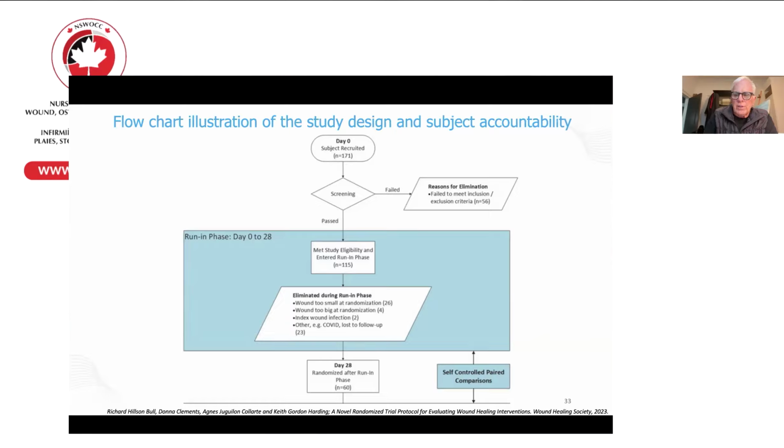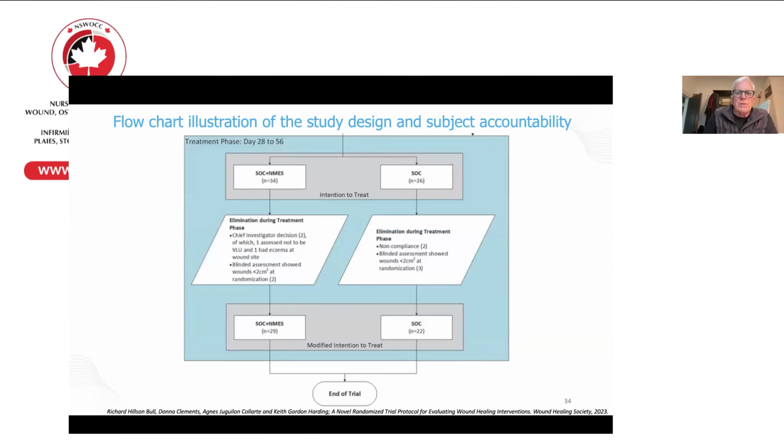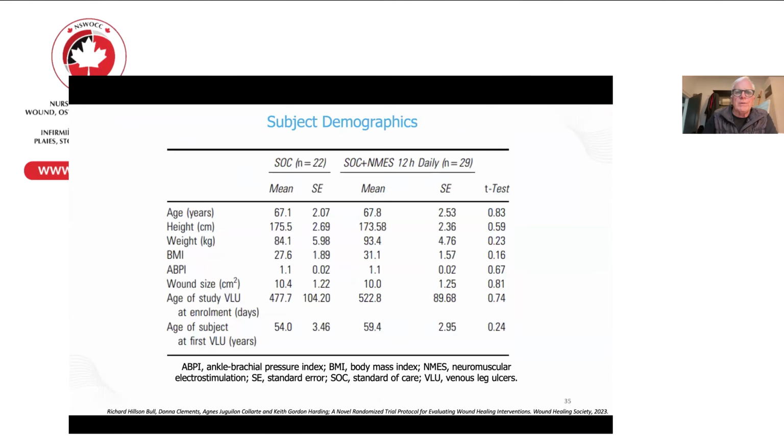And then they were followed for a further 3 months to look at what happened to the wounds over time. So this is just showing you that randomization, and then ultimately for that further 4 weeks, that's when the trial finished, but the observation of healing carried on beyond that.